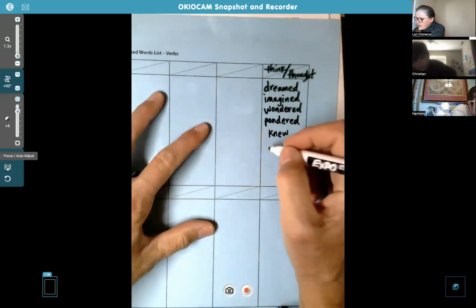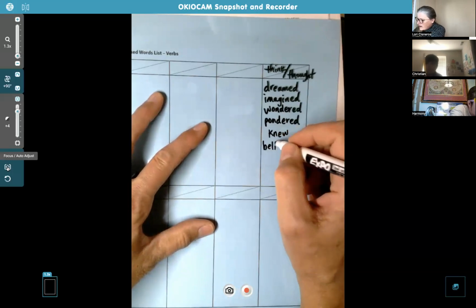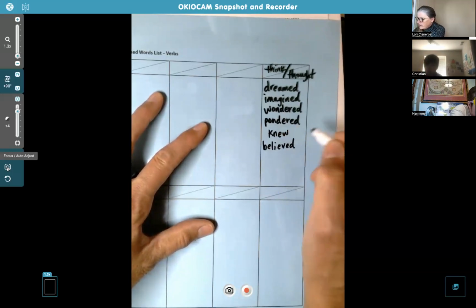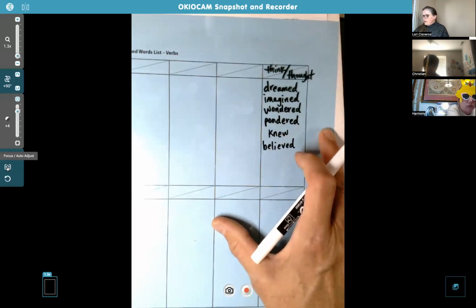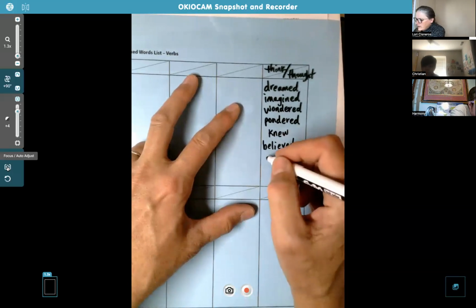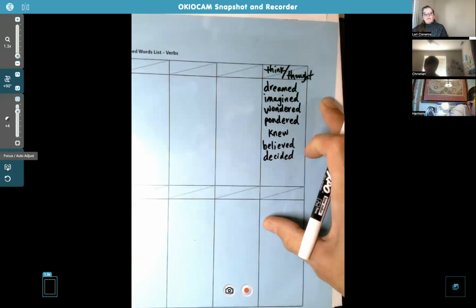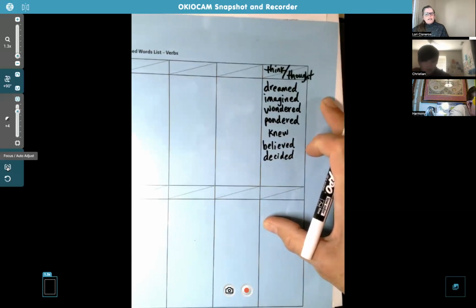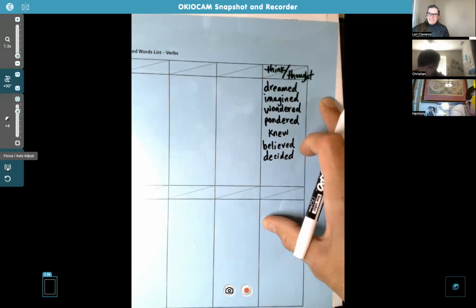Or believed is another good one. Go ahead and write these down, Christian. B-E-L-I-E-V-E-D, believed. Dreamed, imagined, wondered, pondered, knew, believed, decided. That'll be our last one. Decided. So that's a good list. You might think of others later, and you can always add to this list. But now think, thought is banned.